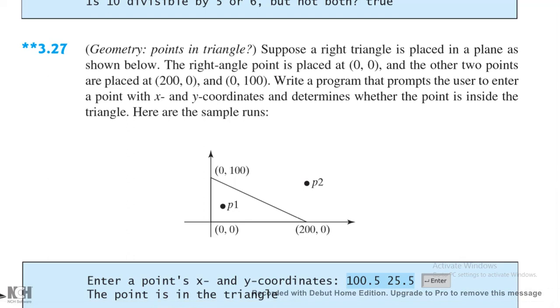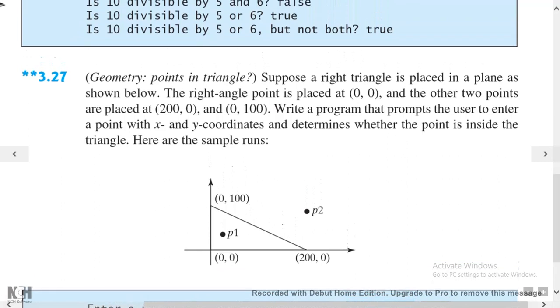Suppose a right triangle is placed in a plane. I think they should have written right angle triangle. Okay, suppose a right angle triangle is placed in a plane as shown below. The right angle point is placed at 0, 0, which is the origin, by the way, and the other 2 points are placed at 200, 0 and 0, 100. Write a program that prompts the user to enter a point's x and y coordinates and determines whether the point is inside the triangle.